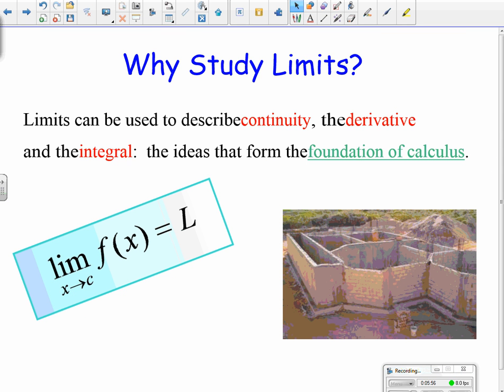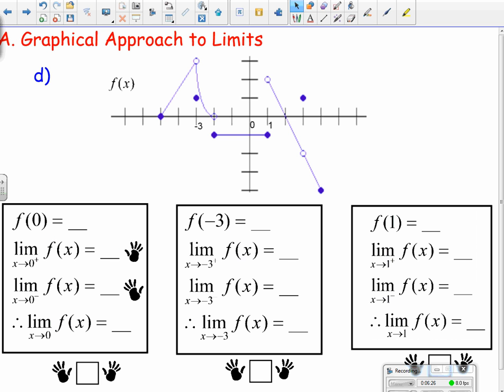Why should we study limits? Well, limits are very useful to describe continuity, and we will be doing that in chapter 1. It also is used as the definition, the driving force behind what is a derivative and what is an integral, which are very key concepts in calculus that we're very interested in. And they provide the foundation of calculus. So limits are very important.